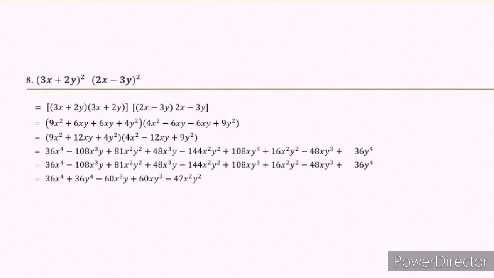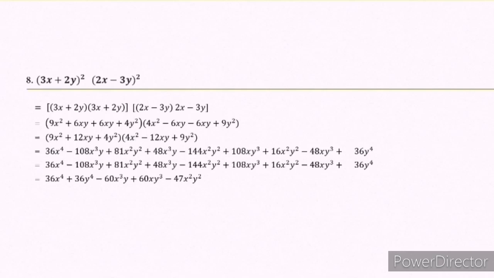The number 8 problem is (3x + 2y)² (2x − 3y)². You will expand the expression: 3x plus 2y, then 3x plus 2y, 2x minus 3y, 2x minus 3y. Just expand.